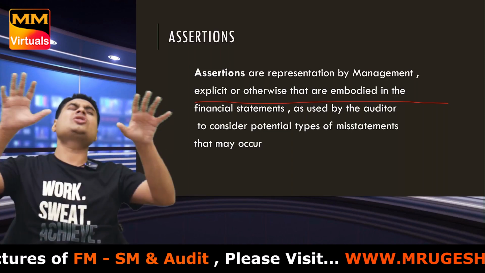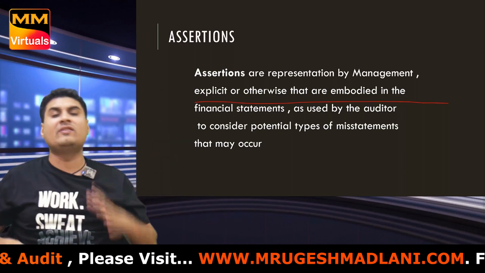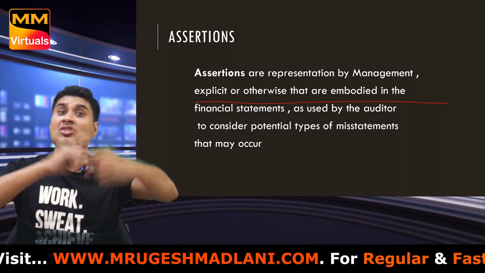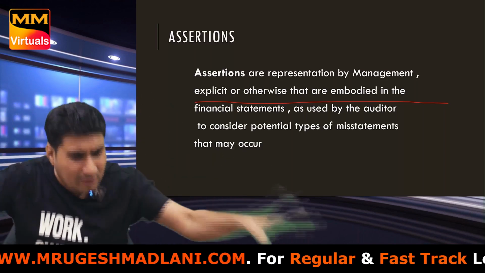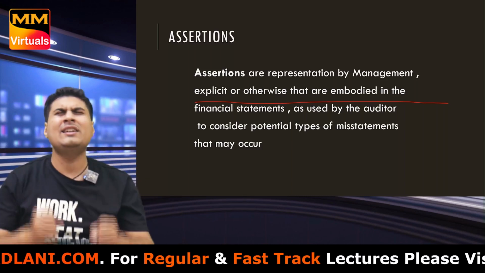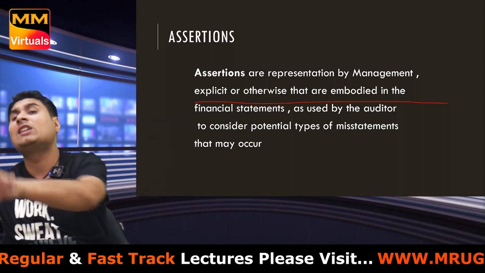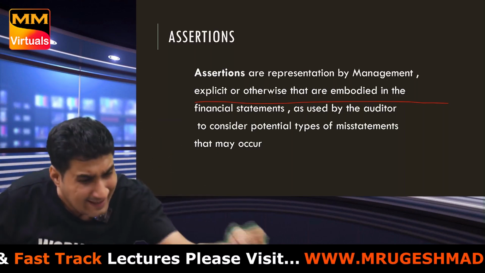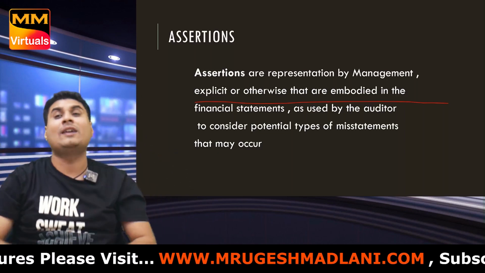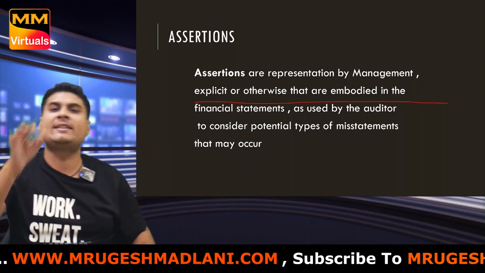So assertions are representation by management, explicit or otherwise, that are included in the financial statement. Embodied means included and checked by auditor to detect different misstatement that can occur. Very simple. One last time. Management is telling, explicit or otherwise. What is explicit? Clearly explained. Otherwise is implied, that are included in the financial statement. Embodied means included, and auditor will check to detect different misstatement.